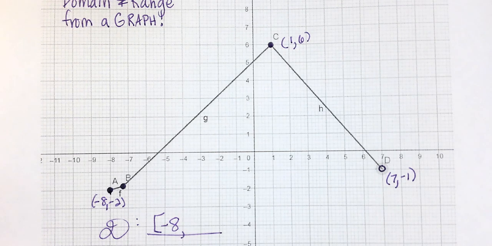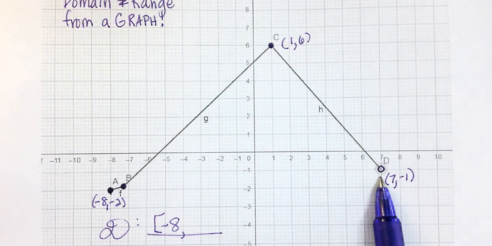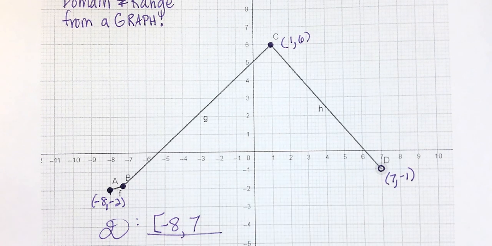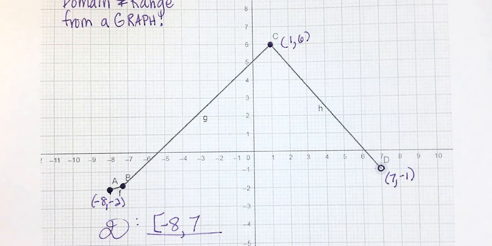included in that interval. If we continue with this graph starting on the left, how far right does it go? It goes to here. This point is 7, -1. Domain means just the x value. So the x value of this point is 7. So we're going to include that as the end point. So we have the beginning at -8 and it goes to 7 as your rightmost x value.